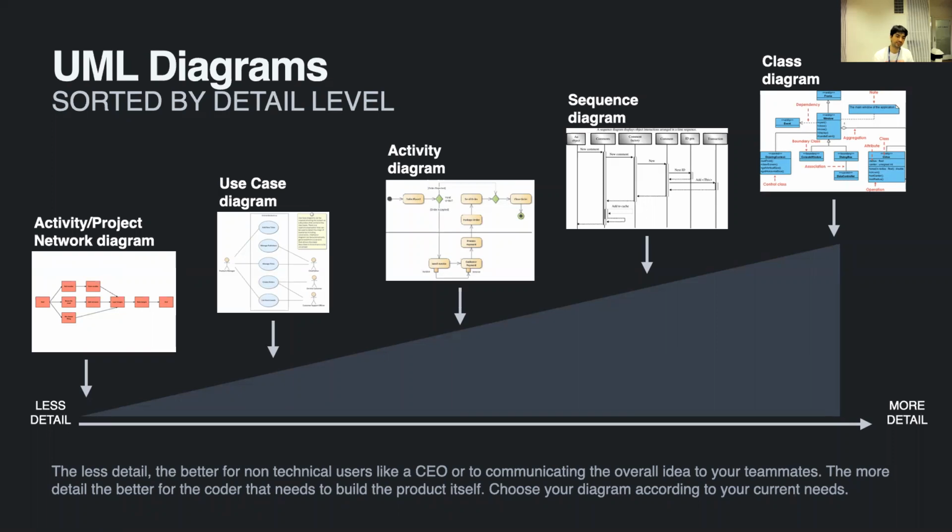As you can see in this scale, some diagrams have less detail and some have more detail. And as the bottom part of the page says, the less detailed ones are better for non-technical users, for CEOs, or to just communicate the overall idea of your project. The more detailed ones, like the class diagram and the sequence diagram, are better for the coder that builds the product itself. So choose your diagram according to your needs.